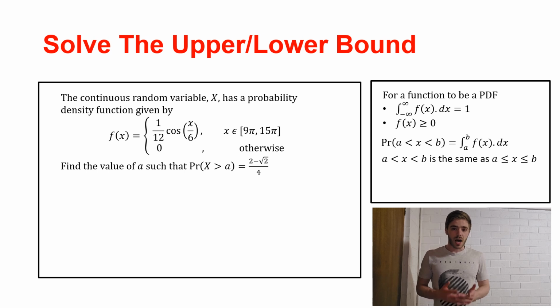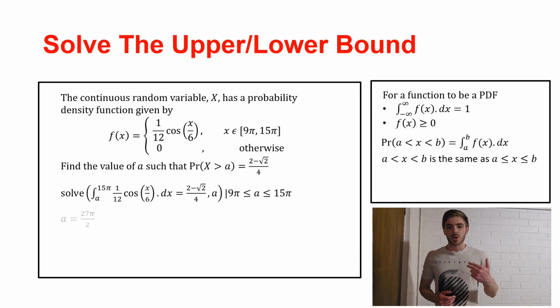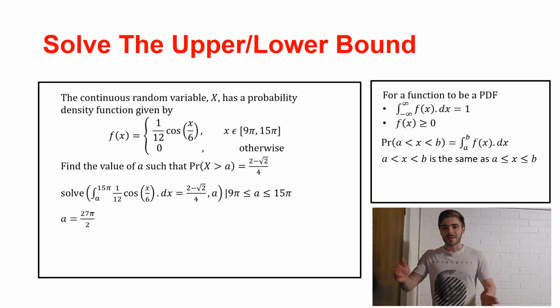Sometimes you're asked to find an upper or a lower bound of a given probability. This is always solved by leaving that upper or lower bound as the unknown variable in your integral. In this example, our inequality is a greater than sign. That means that a is a lower bound, since we're only looking at values that are greater than a.